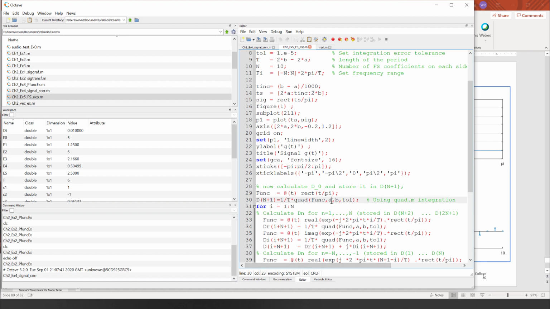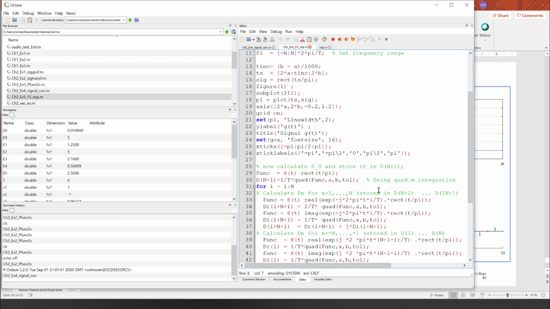It's going to go between a and b, and you have to specify a tolerance. So it's going to use some kind of recursive procedure, and you have to tell it when to stop, when is it good enough. I believe we defined the tolerance as 1e to the minus 5, which arguably is a small number. And you can experiment with that, see if you see any differences.